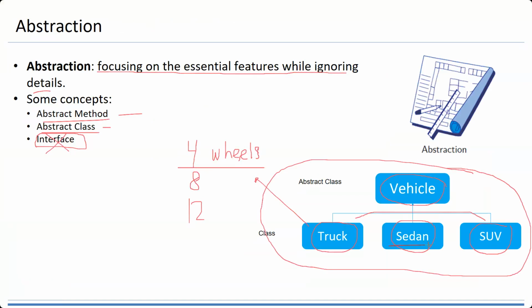What about sedan? The same. At least they have 4 wheels. SUV, the same. At least 4 wheels. So the names are different, but some of the properties are the same. They have wheels. They also have a steering wheel. All of the vehicles share the same property, steer. But maybe the only difference is the size. The steering wheel on the truck is very big because the wheel is big, but the sedan and the SUV may have the same steering wheel.